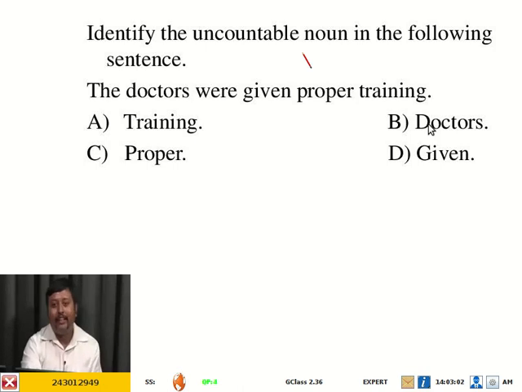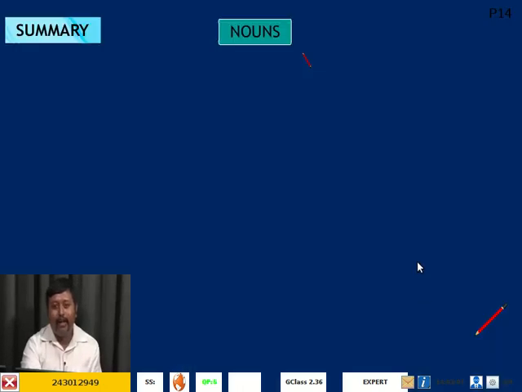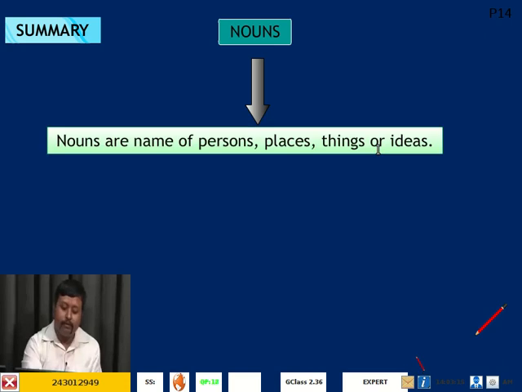Okay. So now let's summarize whatever we have learned today. Let's look at these things once again, let's see the summary. So we were discussing nouns. And what is there in nouns? Nouns are names of persons, places, things, or ideas. Nouns are names of place, person, things, or ideas.